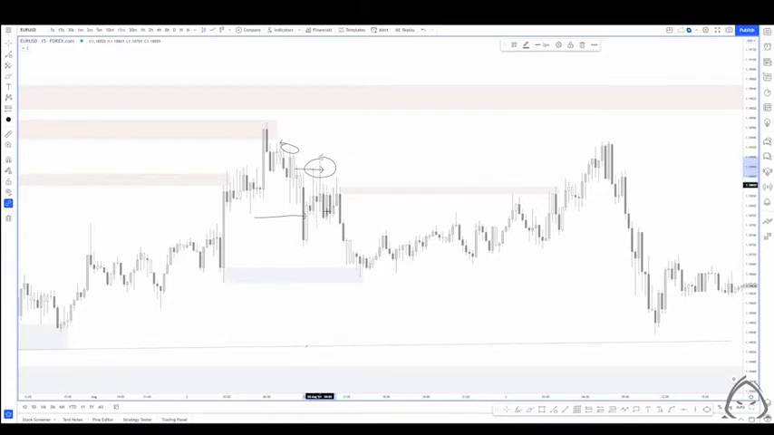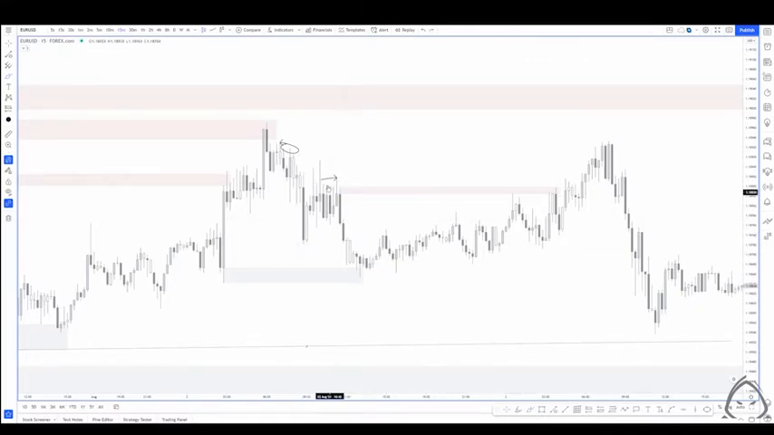What we can see is we do move to the downside, but we don't actually break any true structure. We sweep liquidity, so let's just move that. We sweep liquidity, and we've mitigated something. And then what we can see is price mitigates this wick. We break structure, and then we create a supply zone.